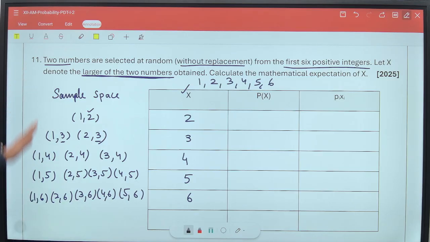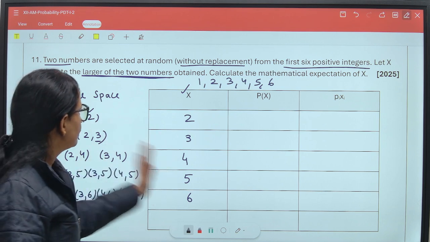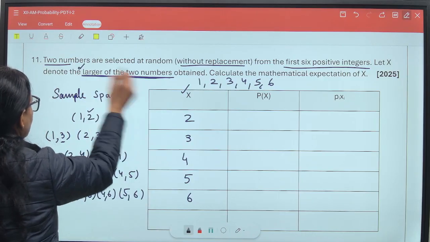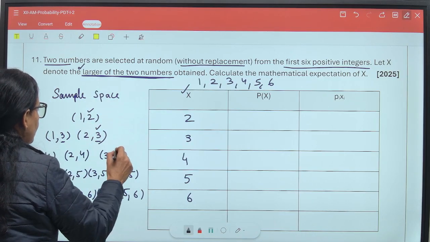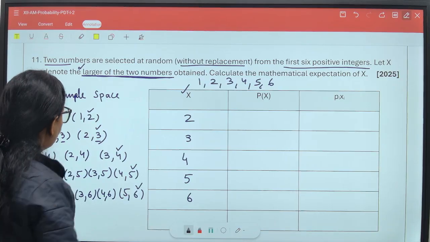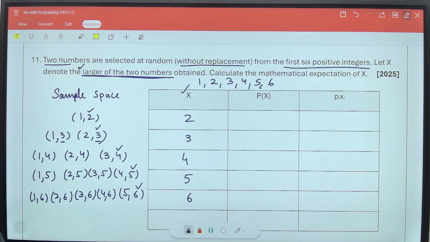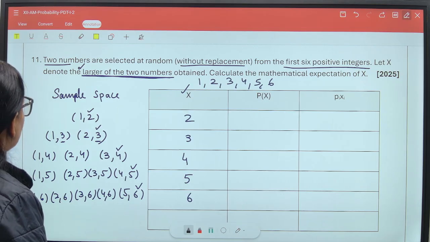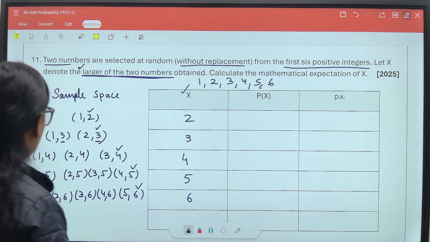So this is your sample space. Focus on the sample space first, and accordingly keep on writing the values of the random variable. It is denoting the larger of the two numbers, so I have written only the larger of the two numbers out of all these combinations of the sample space. Calculate the mathematical expectation. First we need to find the probabilities of each of these events.